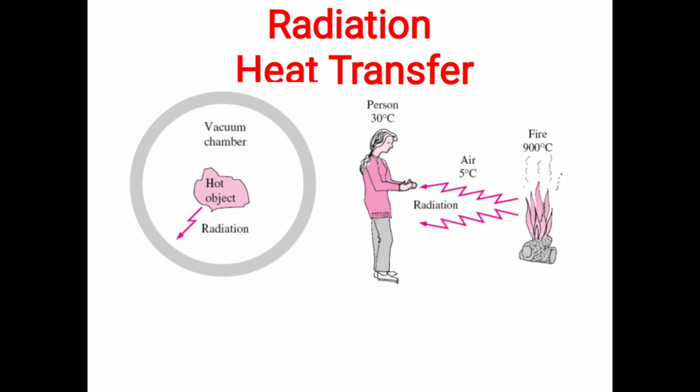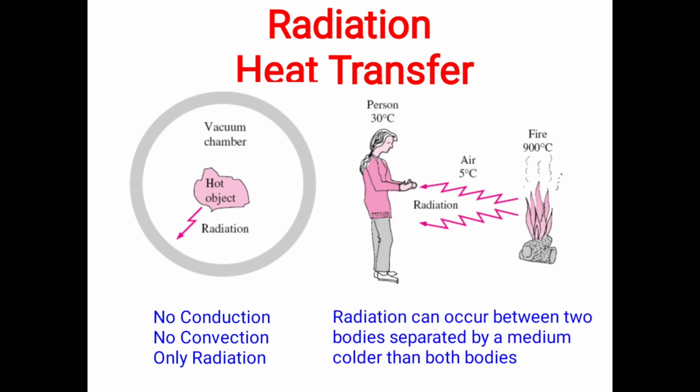Radiation heat transfer. How the radiation occurs, we can see from this diagram. From the hot object, that is a solid object, the radiation goes inside the vacuum chamber; there is no conduction, no convection, only radiation occurs. Radiation can occur between two bodies separated by a medium colder than both bodies.